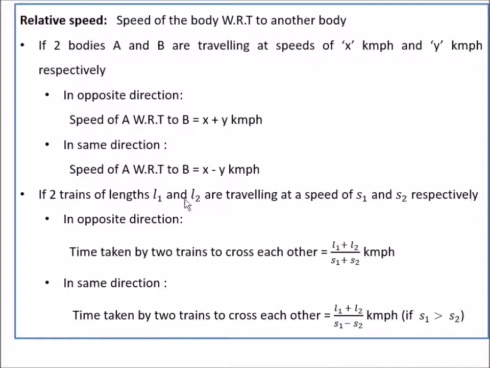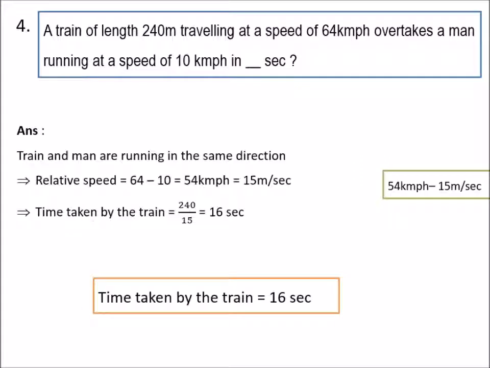If two trains of length L1 and L2 are traveling at speeds S1 and S2 respectively, in opposite direction the time taken by the two trains to cross each other is L1 plus L2 by S1 plus S2. In the same direction the time taken by the two trains to cross each other is L1 plus L2 by S1 minus S2. If S1 is greater, S1 minus S2, or else S2 minus S1.